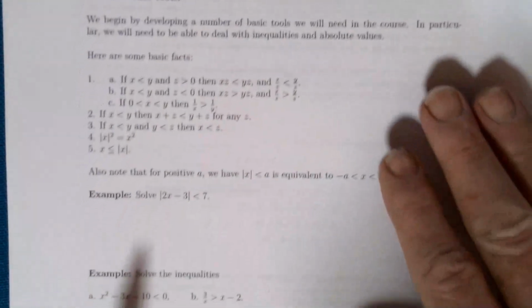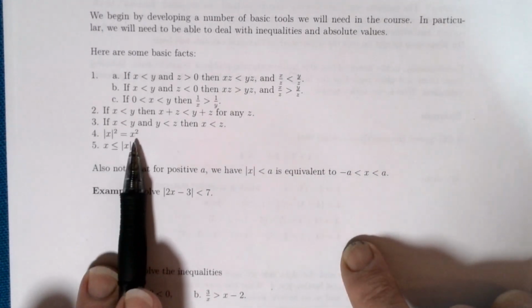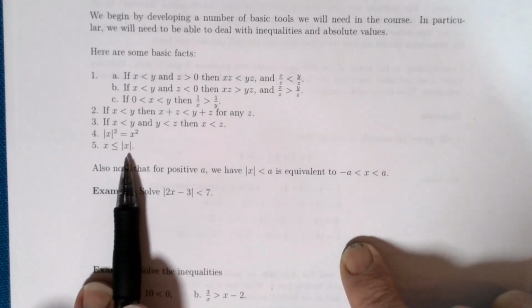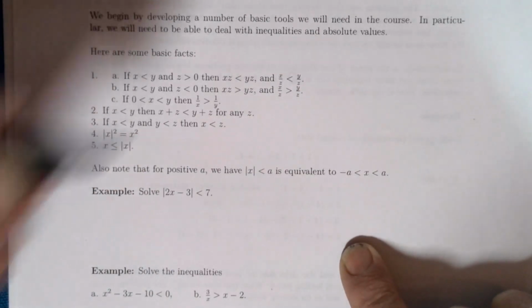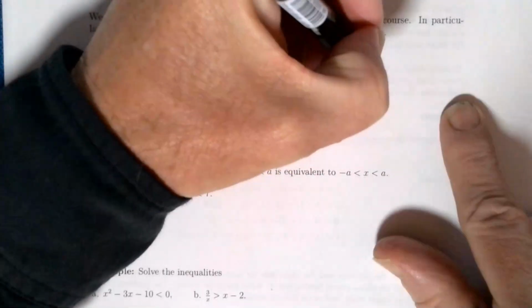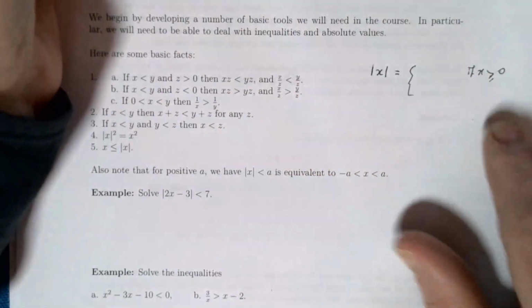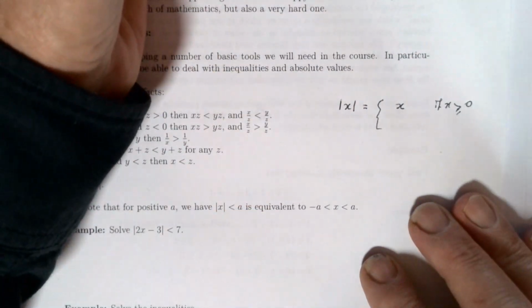In terms of absolute values, the absolute value of x squared is just x squared, and x is always less than or equal to the absolute value of x. Now I should just remind you, perhaps over the side here, what the absolute value means again. The absolute value of x, well, if x is positive or equal to 0, then this is just equal to x, it doesn't change.